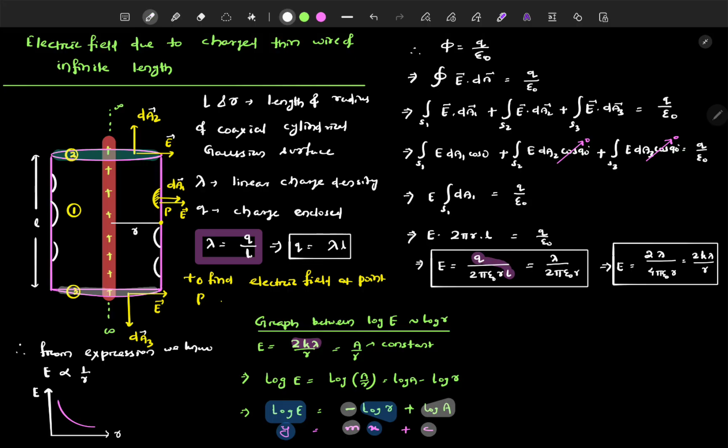So how to draw the graph? The graph will be like this. Log E versus log r is a straight line having a negative slope. So the log E versus log r graph is like this. Okay, this is your result. So this is about the electric field due to a charged thin wire of infinite length. So this is our application 1.